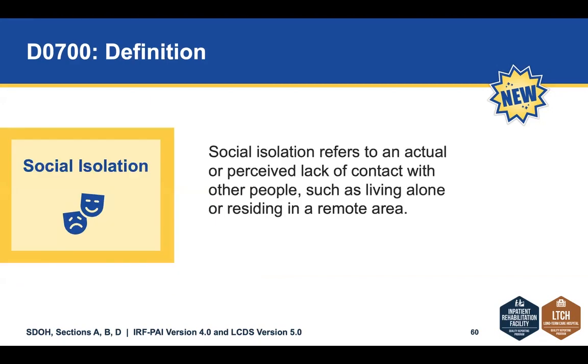Here's a definition of social isolation. Social isolation refers to an actual or perceived lack of contact with other people, such as living alone or residing in a remote area.